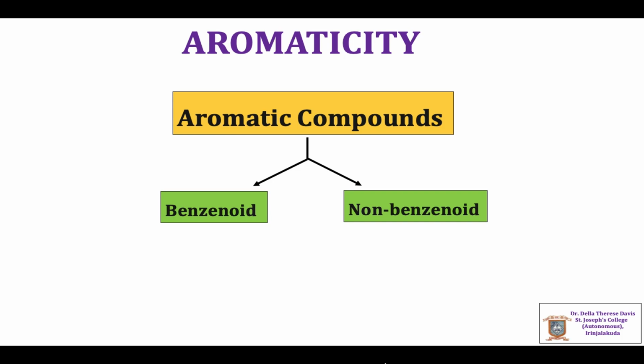Aromatic compounds are generally classified into benzenoid compounds and non-benzenoid aromatic compounds. Benzene is the best example of an aromatic compound. Benzenoid compounds can be monocyclic or polycyclic depending on the number of rings. Naphthalene and anthracene are the examples of polycyclic benzenoid compounds.